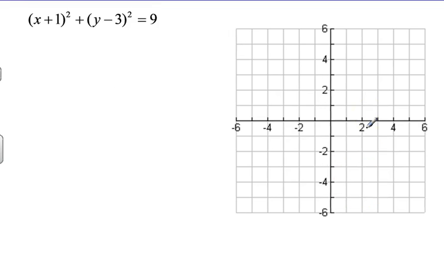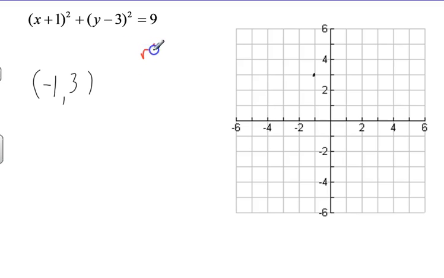Let's try another one. Once you've done this once, it's a little easier the second time. You want to identify the center, the h, k. So x minus negative 1, so negative 1 is your h. Plus 1, so this is minus negative 1. Y minus k, so k is positive 3. So negative 1, comma 3 is your center.